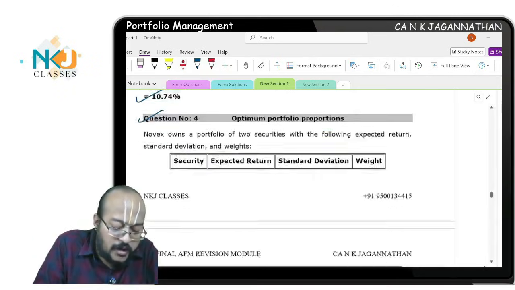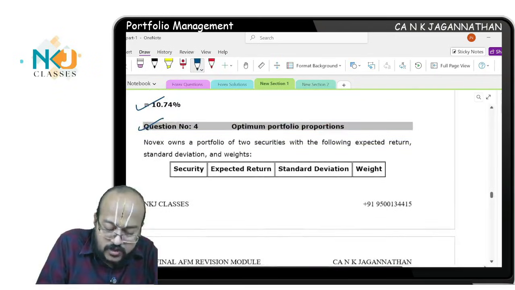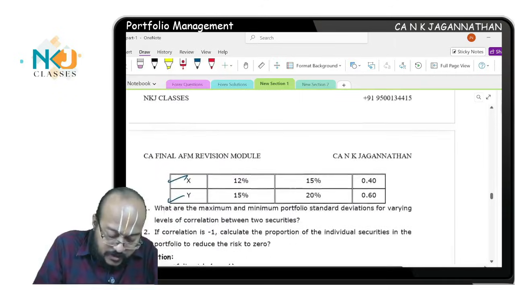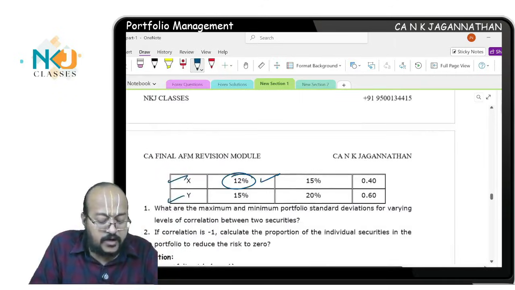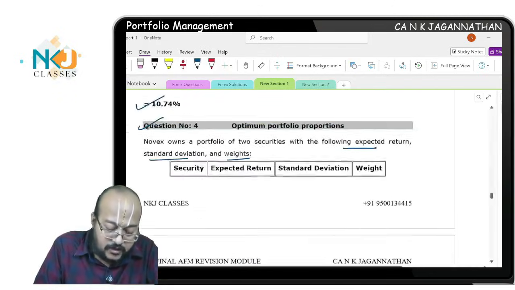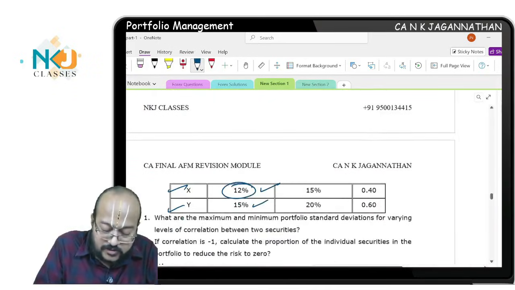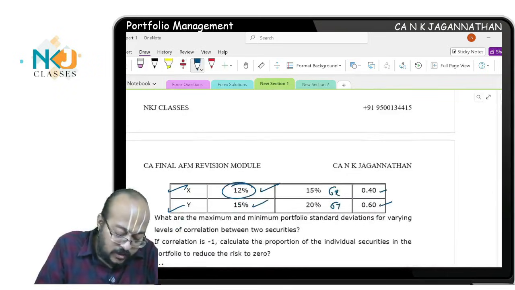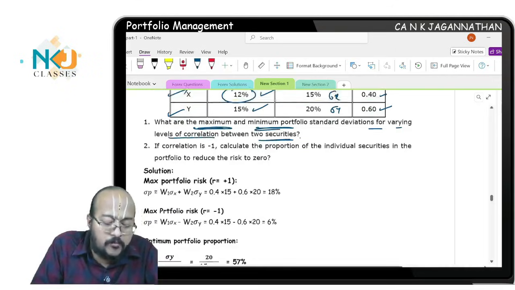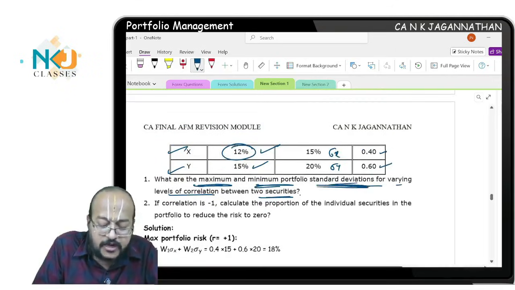Next, question number 4. Novex owns a portfolio of 2 securities with the following expected return, standard deviation and weights. X, Y, this is the expected return, which means the mean return. These are all expected returns given, and the risk of securities x and y is also given, sigma x and sigma y. 0.4 proportion given. What are the maximum and minimum portfolio standard deviations for varying levels of correlation between the 2 securities?